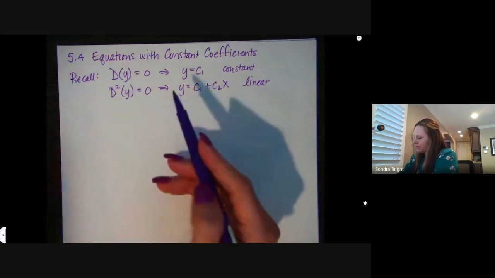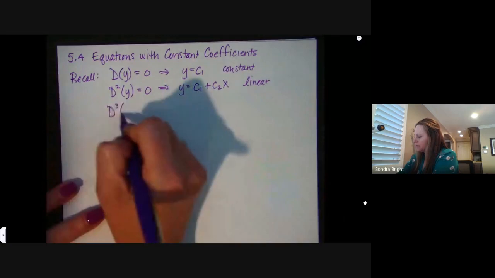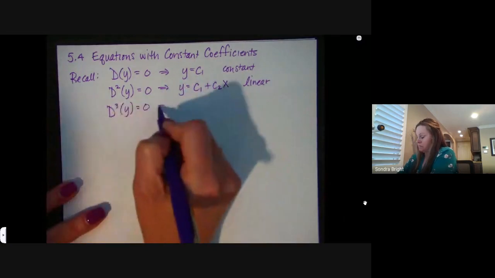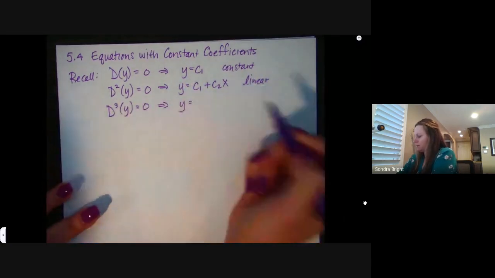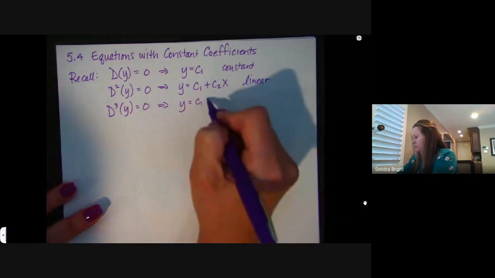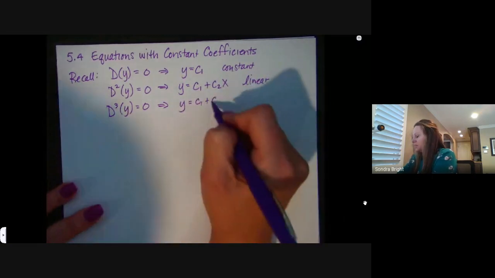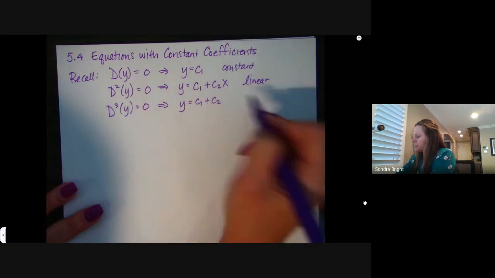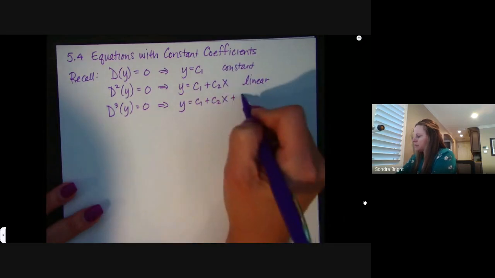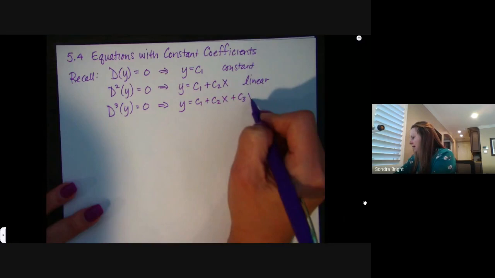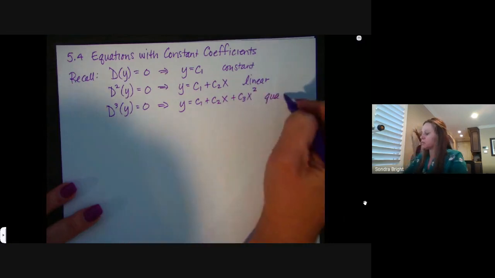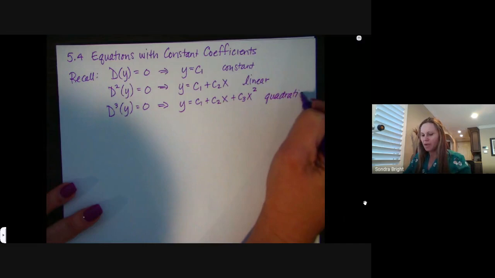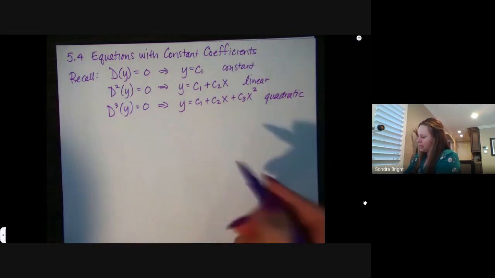The third derivative of y, if that's equal to 0, then your y must have been a quadratic, right? You could have a constant c1 plus c2 times x plus c3 times x squared. It was a quadratic, and taking the third derivative of a quadratic will give you 0. All right, so remember those.